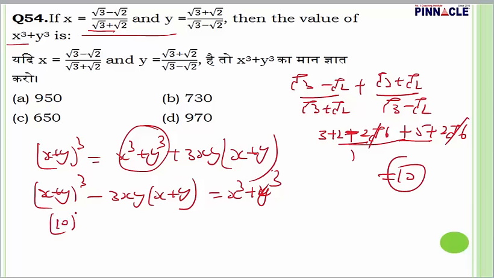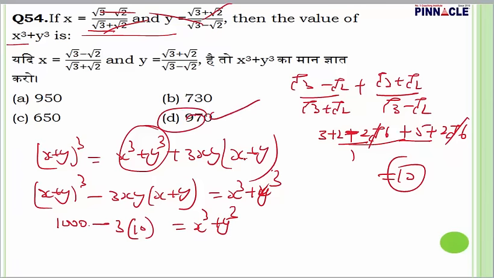10 power 3, that is 1000. Minus 3xy. If you multiply x and y, it will cancel, so x into y is equal to 1, and 3 into 1 is 3. And x plus y, as we know, is equal to 10. So x3 plus y3 should be 1000 minus 30, that is 970. That should be the answer.